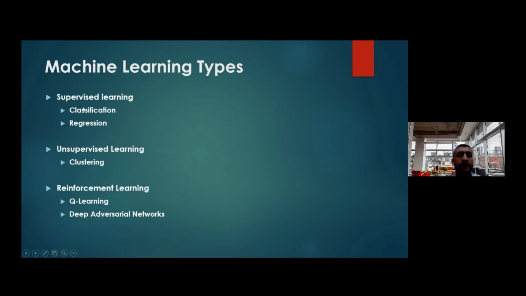What you see here as sub-items are different flavors or different subcategories under each type, like classification, regression, clustering, and under reinforcement, we have something called Q-learning or a deep adversarial network, and so on, okay? So these are the main types of machine learning.